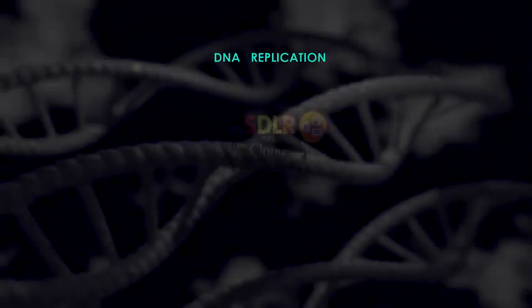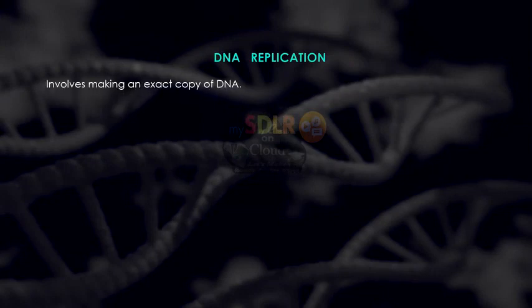DNA replication. What is DNA replication? It involves making an exact copy of the DNA. When does DNA replication take place? It actually takes place just before a cell divides, a time that we call the interphase.